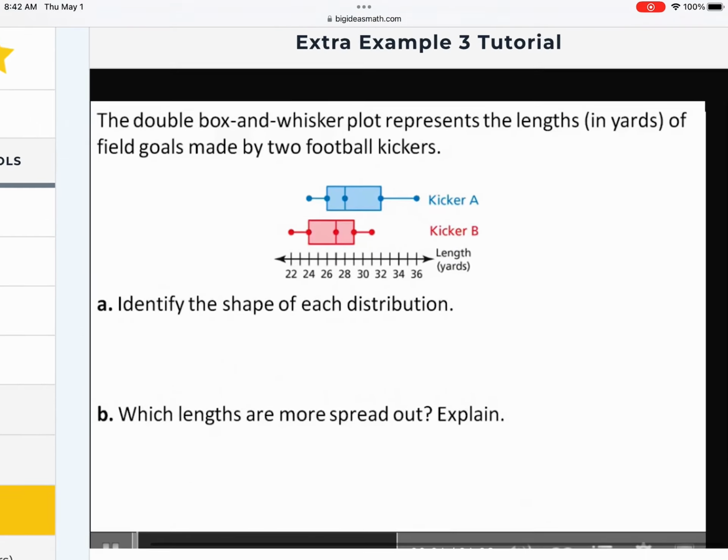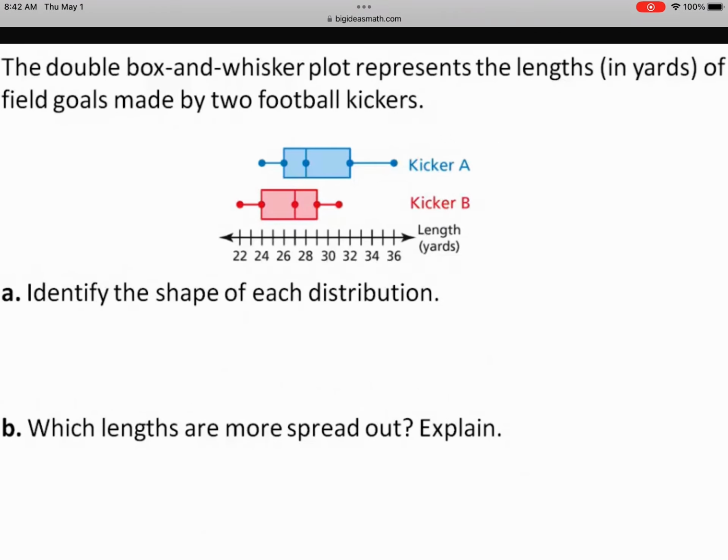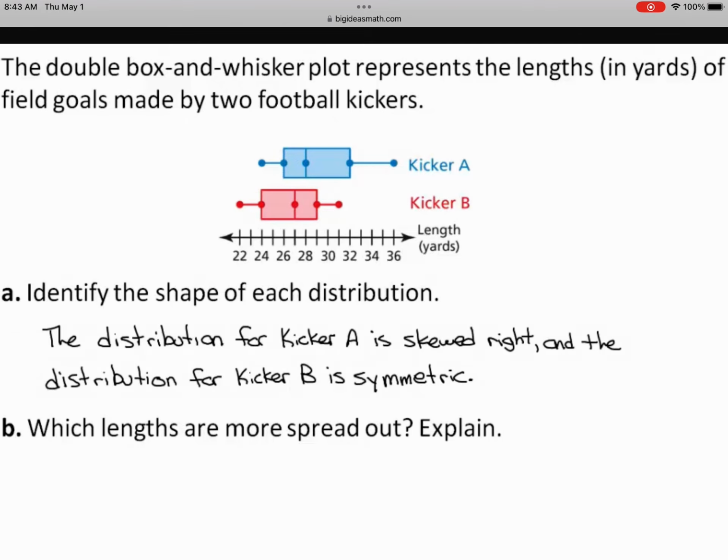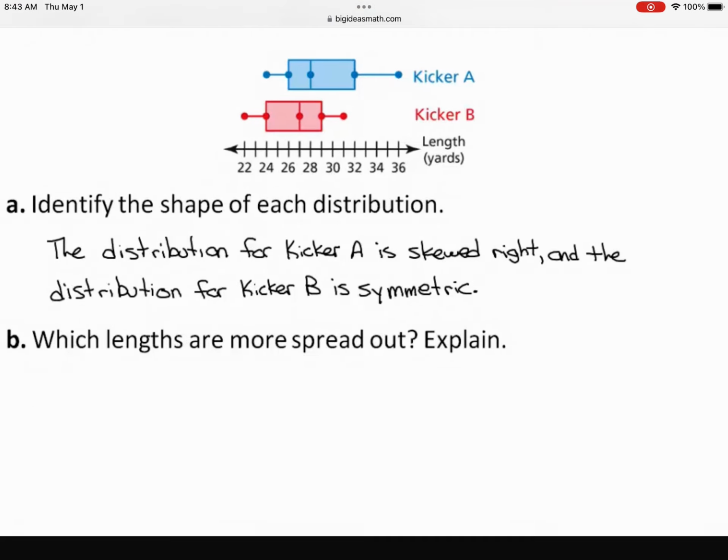The double box and whisker plot represents the lengths in yards of field goals made by two football kickers. Part A. Identify the shape of each distribution. For kicker A, the right whisker is longer than the left whisker, and most of the data are on the left side of the plot. For kicker B, the whisker lengths are equal, and the median is the middle of the plot. So the distribution for kicker A is skewed right, and the distribution for kicker B is symmetric.